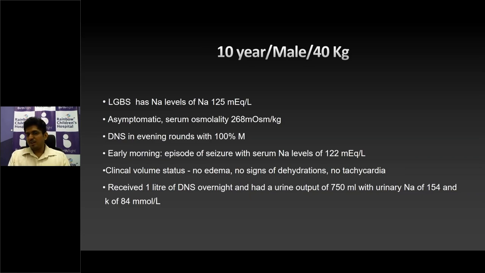The urine output was quite less. It is 0.8 ml per kg per hour, which is 750 ml, and the urinary sodium was 154 and a potassium of 84 milliequivalents. So this is a state that we call typically as SIADH.